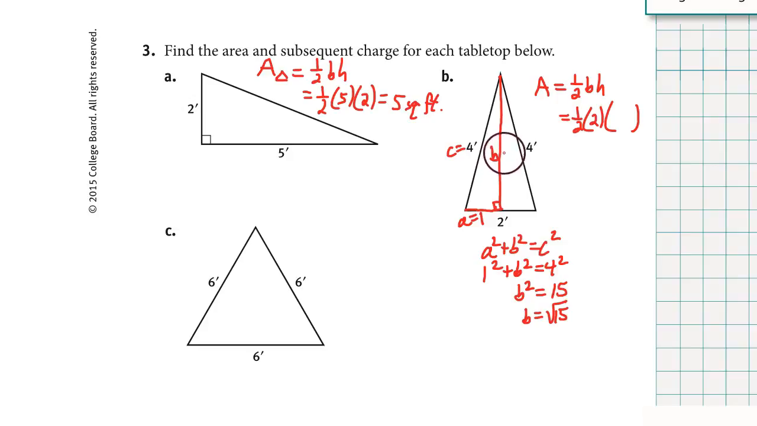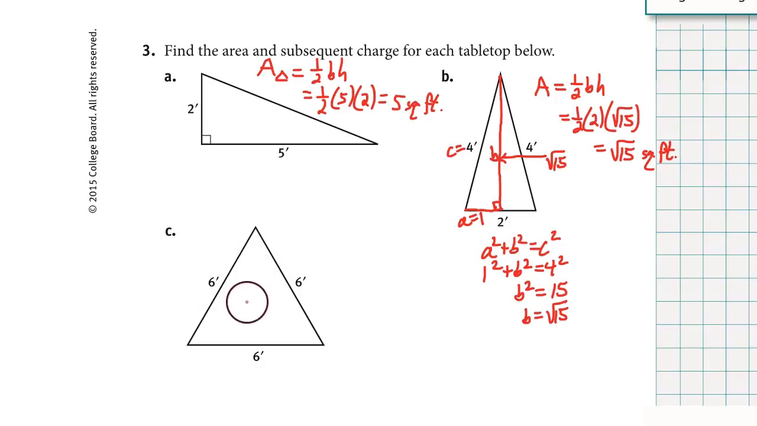So even though it wasn't given to us in the picture, we can find that the height of our triangle is the square root of 15. And that's what we fill in for the letter H in the formula. 1/2 times 2 times the square root of 15 is the square root of 15 square feet.